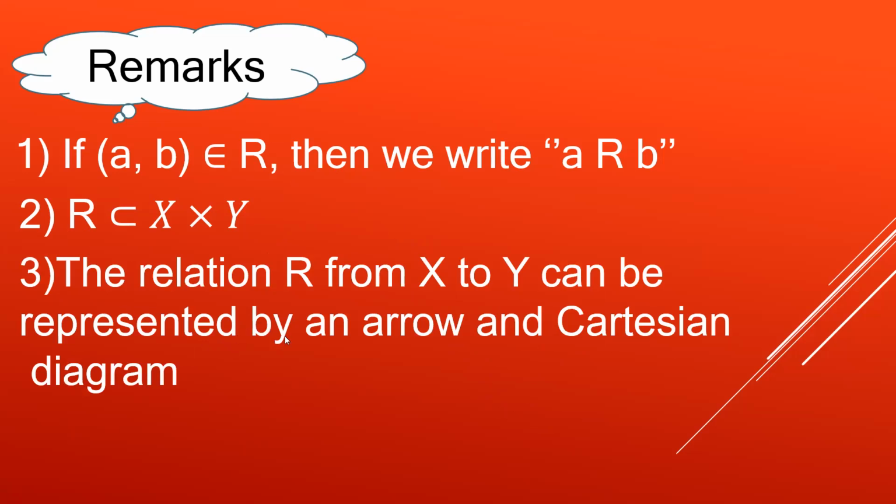Number three, the relation R from x to y can be represented by an arrow diagram and a Cartesian diagram.